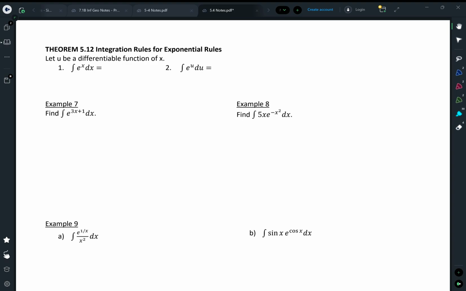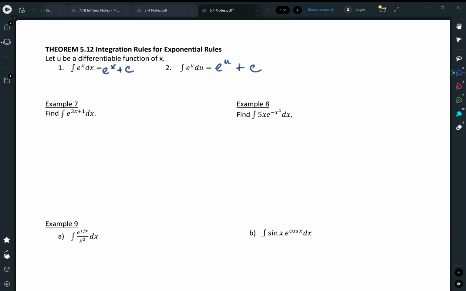All right, on the back. So just like when we take a derivative of e to the x, we get e to the x, when we integrate e to the x, we get e to the x. But of course, we always have to add the constant, so e to the x plus c. And then this one would be e to the u plus c. So we still might have to do u substitution.